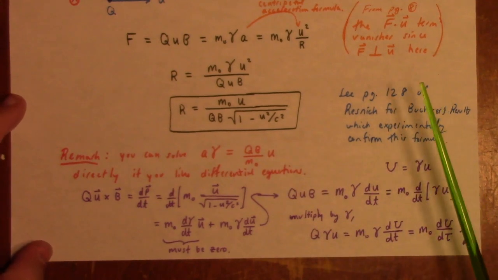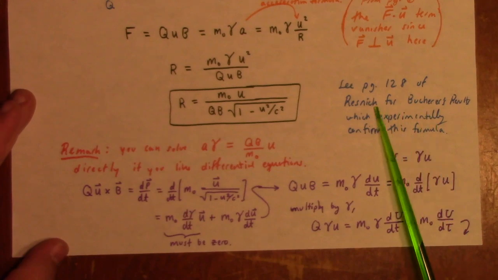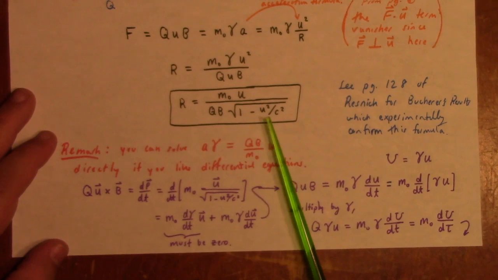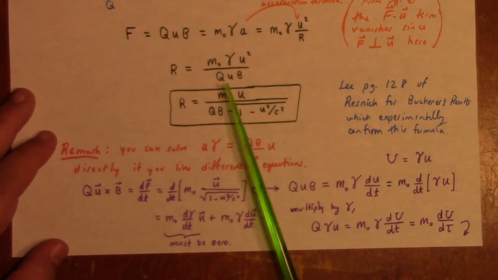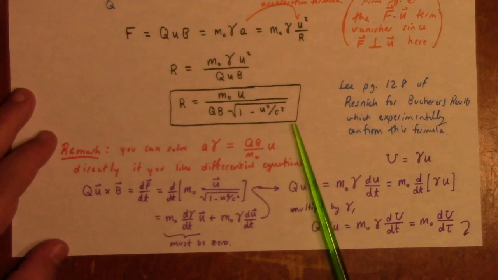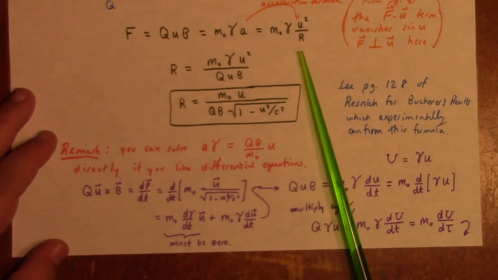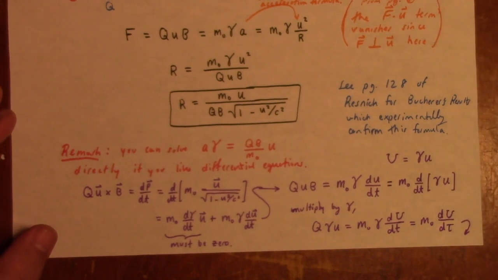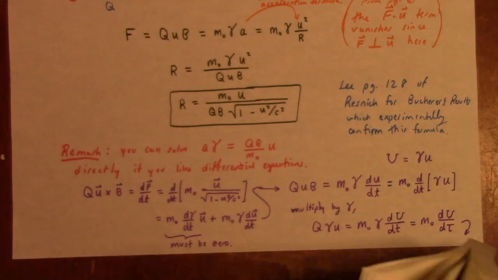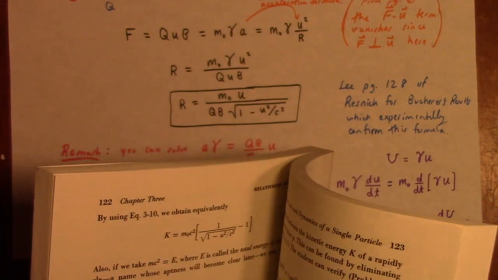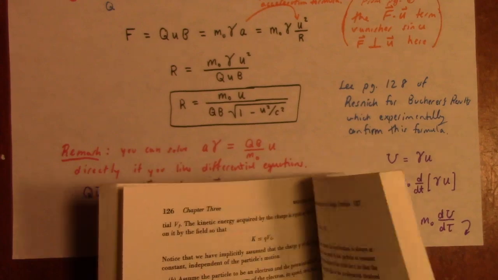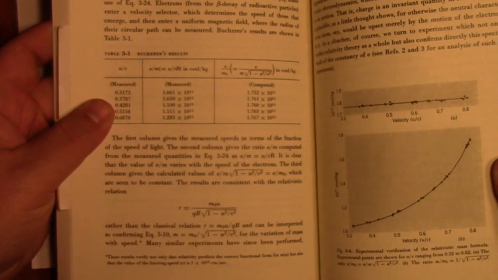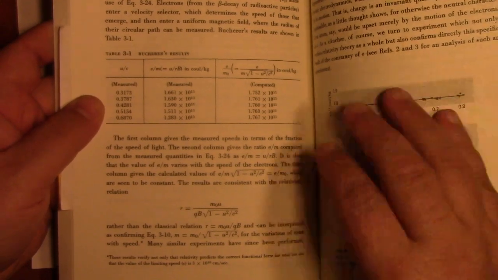So woohoo! Anyway, if you look at page 128 of Resnick, he actually has experimental results that verify this formula, and in so doing showed that relativistic dynamics as governed by the laws I've been showing you are actually, like, legit. So these formulas here on page, what I say, 128. Here, I'll show you for giggles. So these are the results of Bucherer's, I guess.